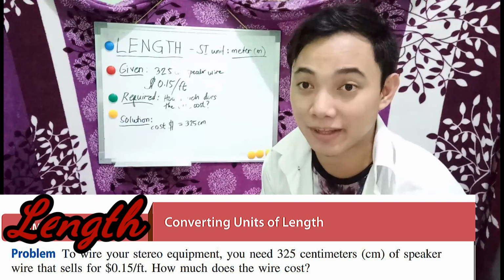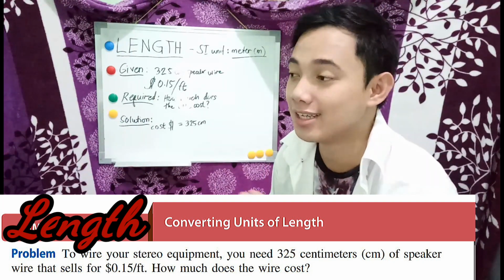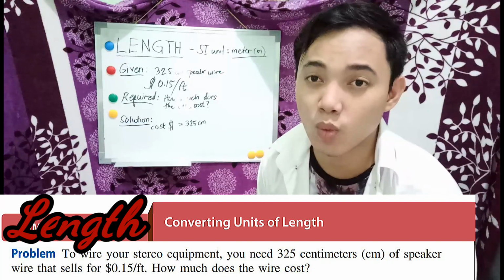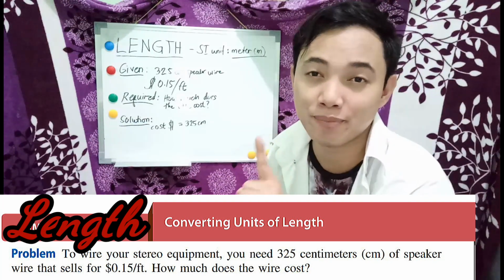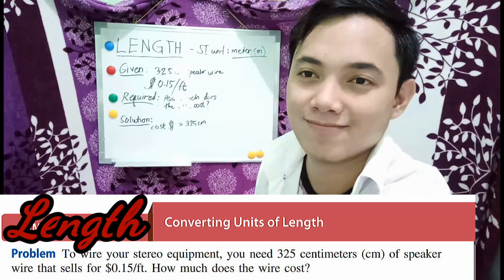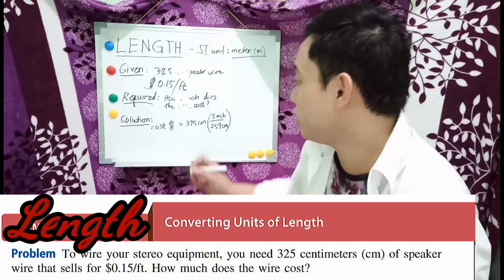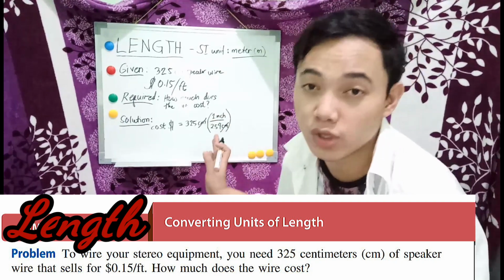So, dapat alam natin yung conversion ng inch to centimeter. So, in 1 inch, there is 2.54 centimeter. Here, makakancel out na yung centimeter na unit. So, cm, cm. So, maiwan yung inch.